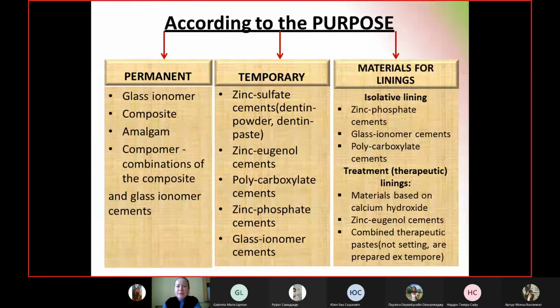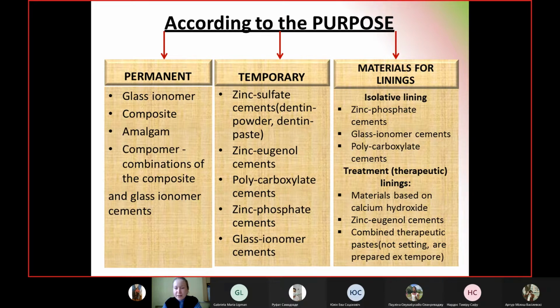According to the purpose, in particular, we classify in this way. For permanent restorations, we have glass ionomer, composite, amalgam, and compomer, which is a combination of composite and glass ionomer cements. For temporary dressings, we have such cements: zinc sulfate, which is dentin powder or dentin paste, zinc eugenol cements, polycarboxylate cements, zinc phosphate cements, and glass ionomer cements.